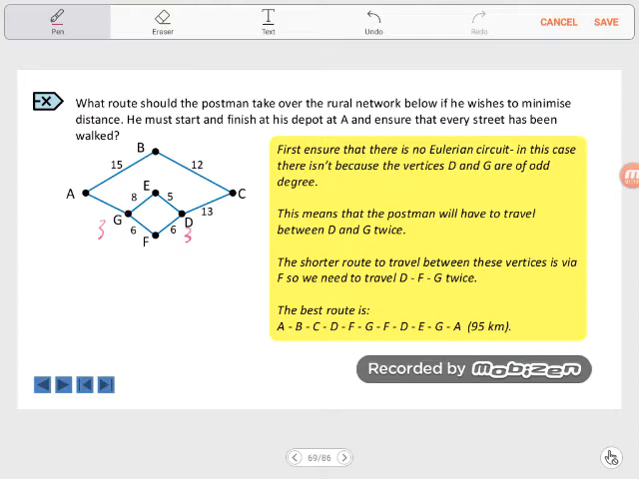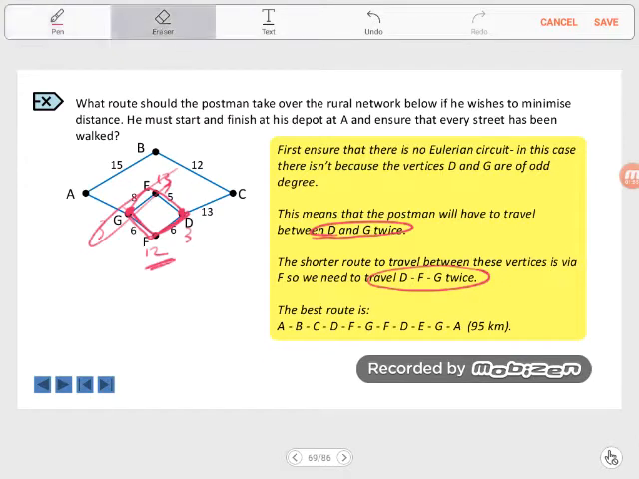Righto, so the way to do this is to look at those vertices of odd degree. The fact is we need to travel between them twice. So G and D, those vertices of odd degree, need to be travelled between twice. Is it better to travel twice along this side, which adds up to 13, or along this side, which adds up 6 and 6 is 12? Well, clearly 12 is shorter than 13, so that's the best one to do, to go along between D, F, G twice. So we do something like this.